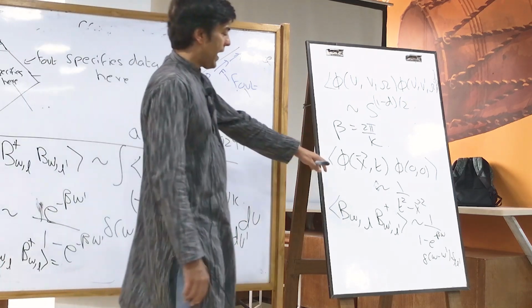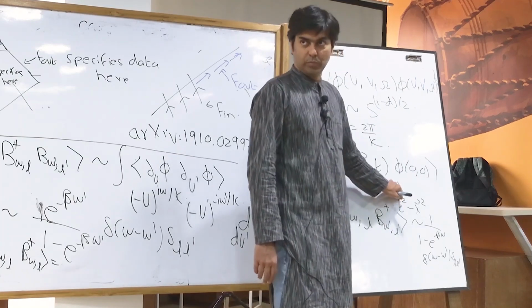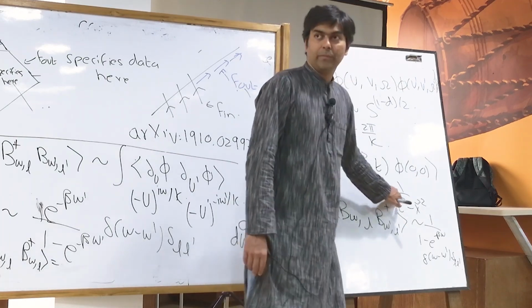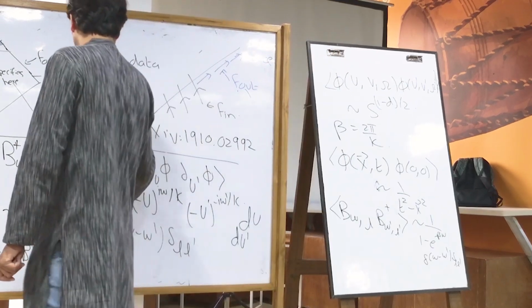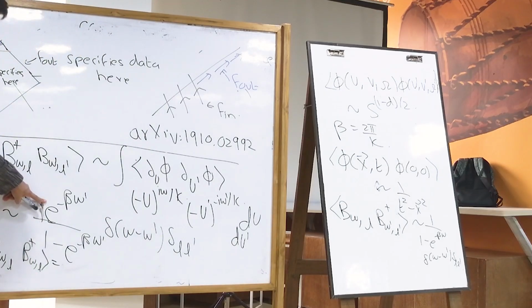It actually has to do with some i epsilons that I haven't been careful about that I'll have to put here. You'll get a t plus i epsilon here. This is the Wightman function. This is just a thermal 2-point function. It's just a function of oscillators.